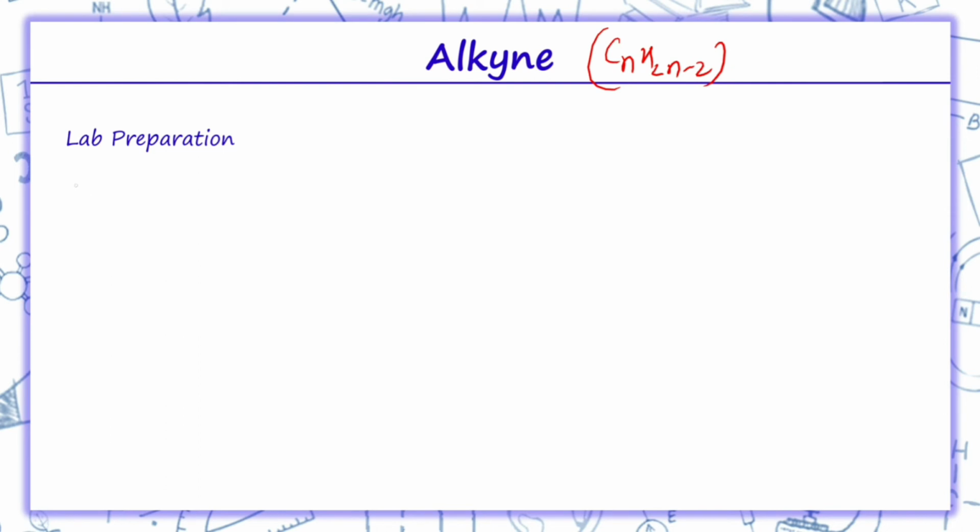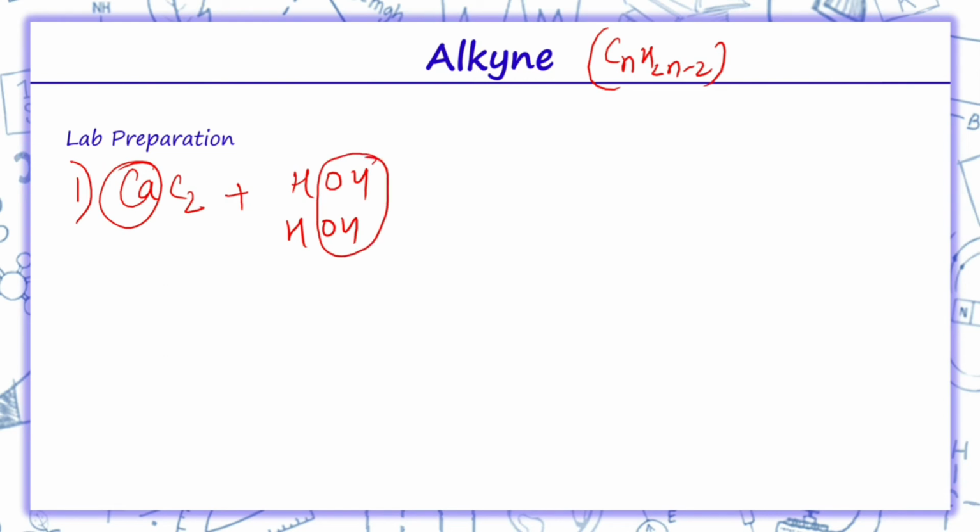In the lab method, we can prepare alkyne from calcium carbide, that is CaC2, and this calcium carbide is treated with cold water, that is HOH and HOH. Thus Ca and OH whole twice is removed. Thus we get CH≡CH plus Ca(OH)2.